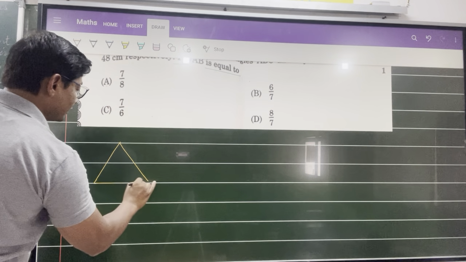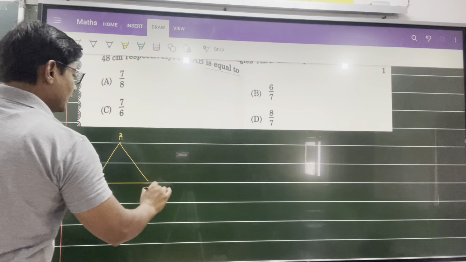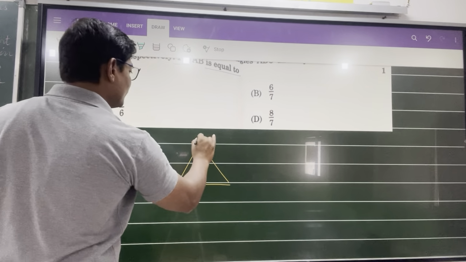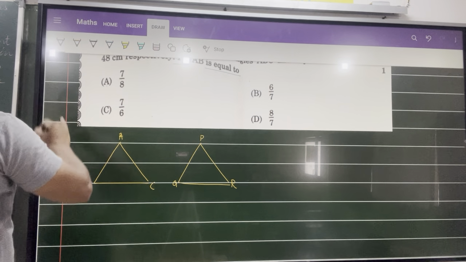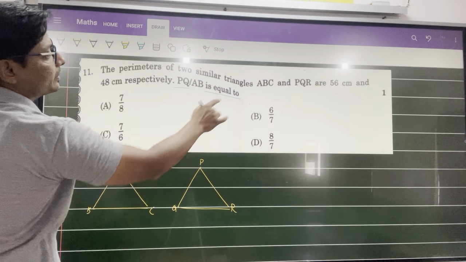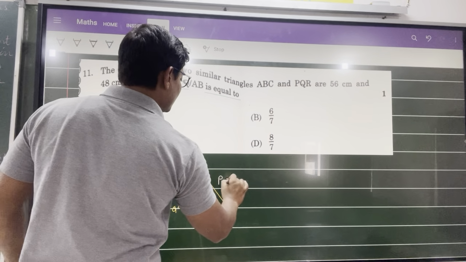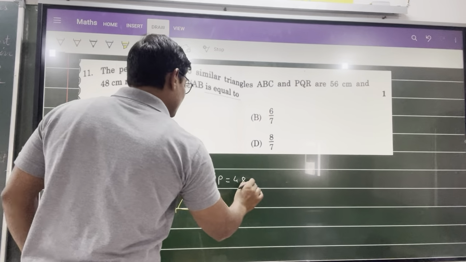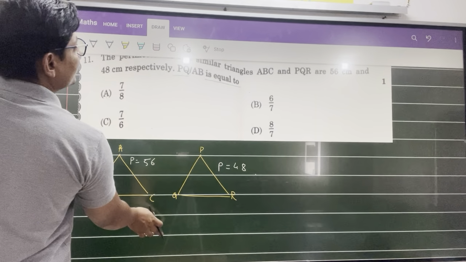So let us draw these two triangles. Here ABC, and another triangle is PQR. Okay, so now what they have given is the perimeter. Here the perimeter of ABC is 56, and the second perimeter is given as 48. Okay, so now what they are asking is PQ by AB.